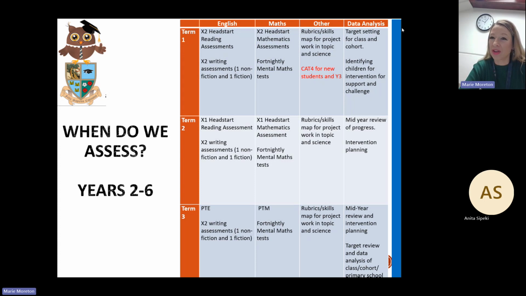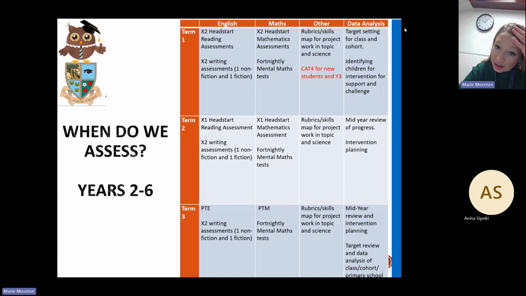We also have checkpoints as well. So data analysis, what we do is we look at the children's levels and learning, and we decide who needs to attend an intervention group for a little bit of extra support. And we track progress throughout the term and into next term as well, throughout the year.